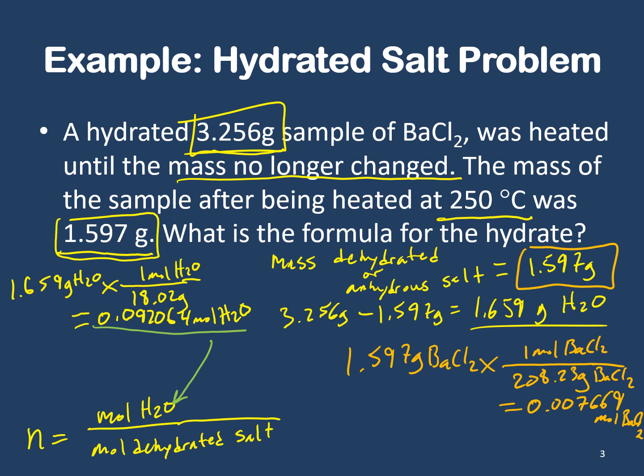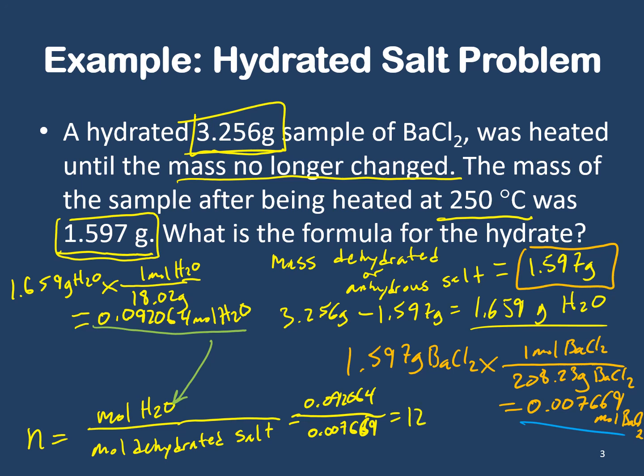Now, at this point, we can take this number and put it in there to get N. So if we do that calculation out, 0.092064 divided by 0.007669, this will give me an N value of pretty much exactly 12, which should be an integer value, so we're good there.